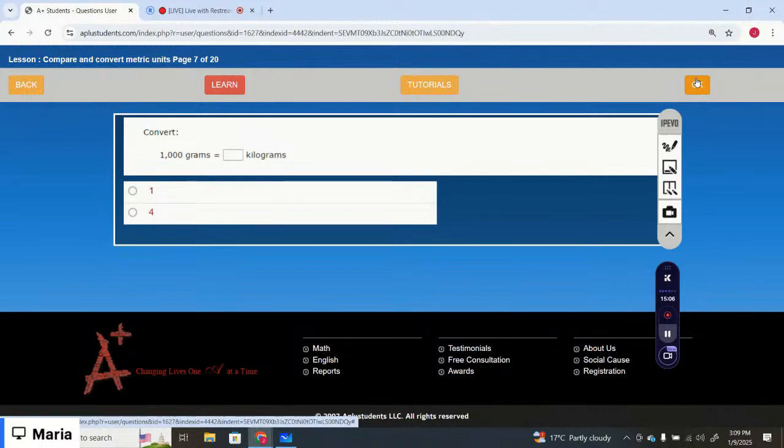1000 grams equal how many kilograms? 1000 grams equal 1 kilogram. Option number 1 is the correct option.